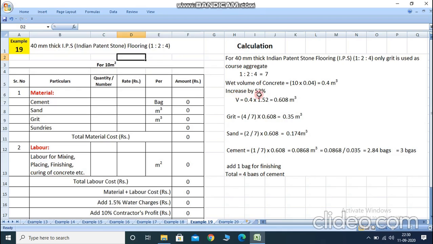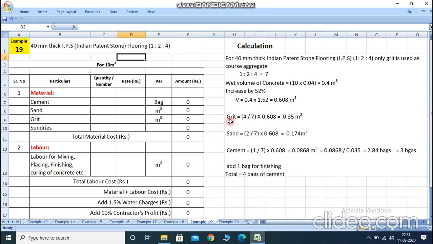Now increase by 52%. Here 0.04, we take 40 mm thick plaster, clear? 40 mm thick IPS, so here we take 0.04, converted into meters. So we got the answer 0.4 meter cube. Now increase by 52% as wastage and change in volume. So total volume is 0.4 multiplied by 1.52. So we got the answer 0.608 meter cube.